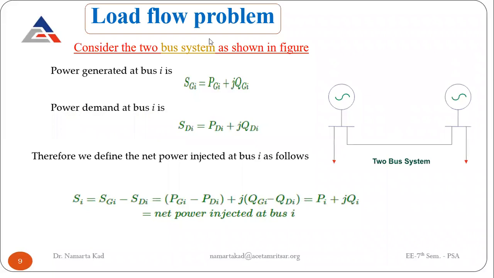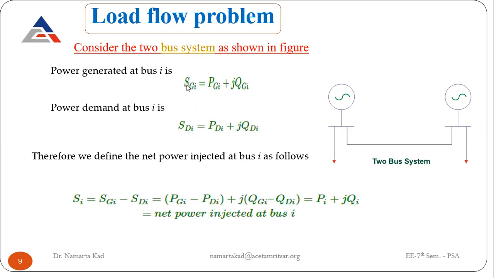Now starting with the load flow problem. Let's start our load flow problem with a simple system of two buses. In the figure shown here, a simple system of two buses is there, and generators are connected to them. So consider the power generated at the ith bus, any bus; I means maybe number 1 or maybe number 2. The power generated is given by SG, where G denotes the generated power.